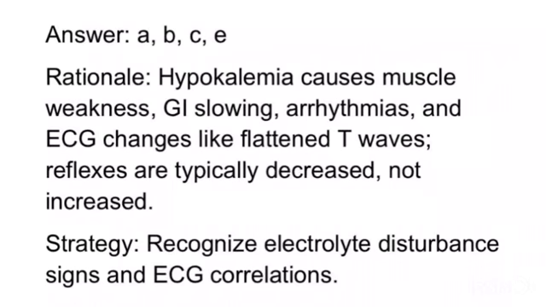Rationale: hypokalemia causes muscle weakness, GI slowing, arrhythmias, and ECG changes like flattened T waves. Reflexes are typically decreased, not increased. Strategy: recognize electrolyte disturbance signs and ECG correlations.